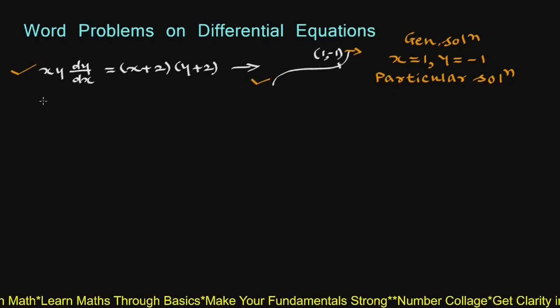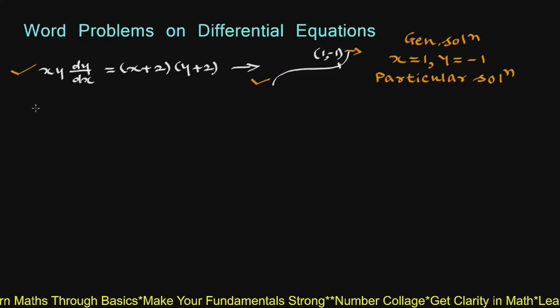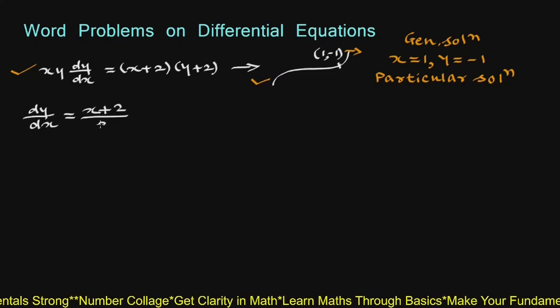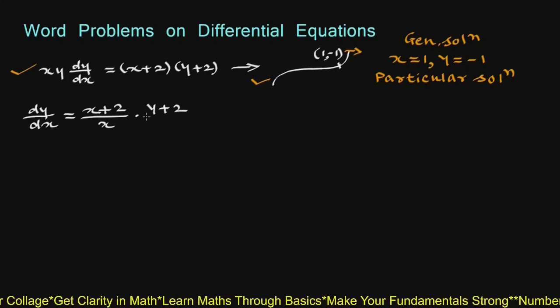First, we will separate the variables. We write dy by dx equals x plus 2 upon x into y plus 2 upon y.